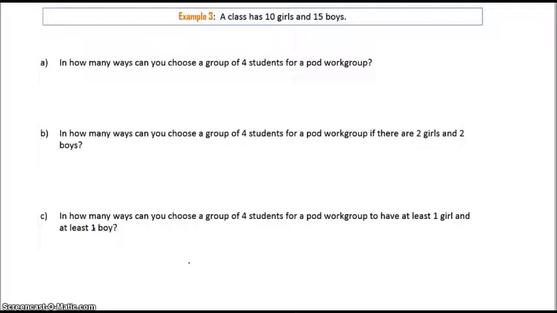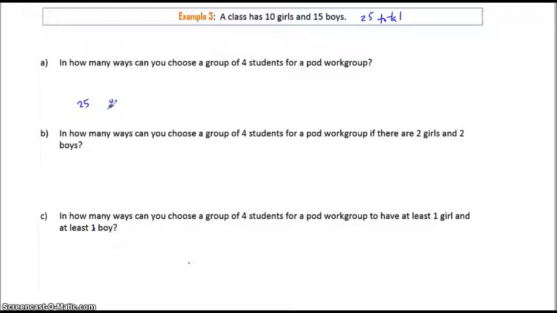This last example is going to have a little bit more complexity to it. Example 3. We have a class of 10 girls and 15 boys, which means we have 25 total in our class. The first question here should be pretty straightforward. In how many ways can we choose a group of 4 students for a pod work group? Like we do on all these problems, we've got to think about how many people we are choosing from. Well, we have 25. How many people are we choosing out of that group? Well, we're choosing 4. And now, is order important or not important?